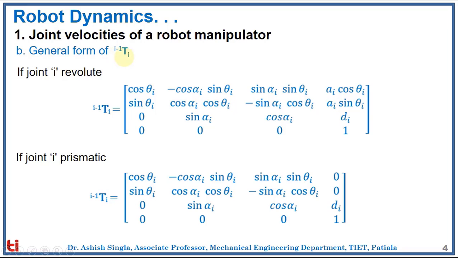The general form of transformation matrix: if joint i is revolute, then this is the matrix. If joint i is prismatic, then this is the transformation matrix.